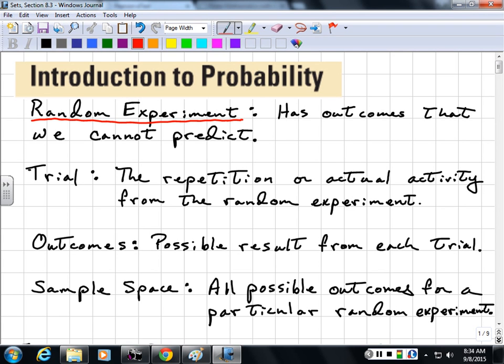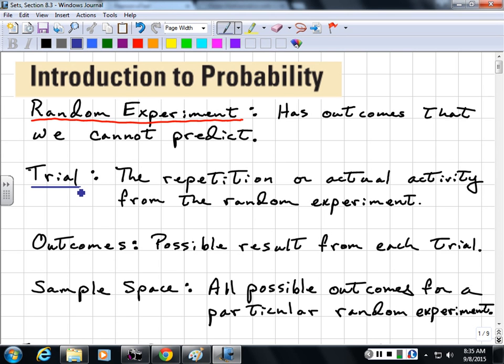All right, we're going to talk about random experiment. This has outcomes that we cannot predict. For example, flipping a coin. Can I accurately predict how that coin is going to land every single time that I flip the coin? No, I can't.